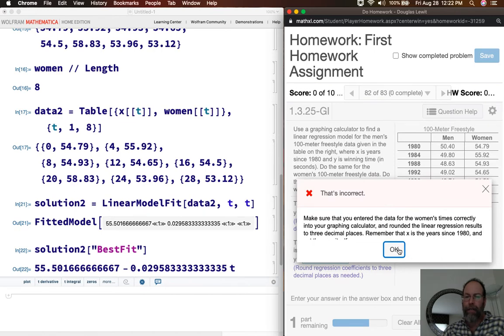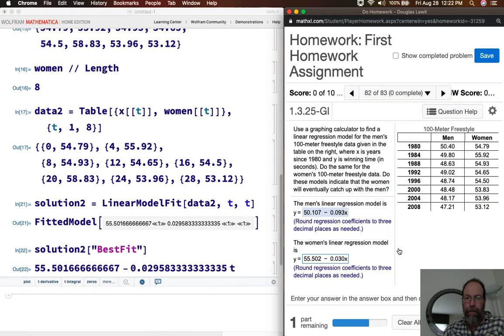Why am I not getting the right answer? Round regression coefficients to 3 decimal places is needed. Did I make a mistake with my numbers? 54.79, 55.92, 54.93, 54.65, 54.5, 58.83, 53.96, 53.12. That's a little bit strange.